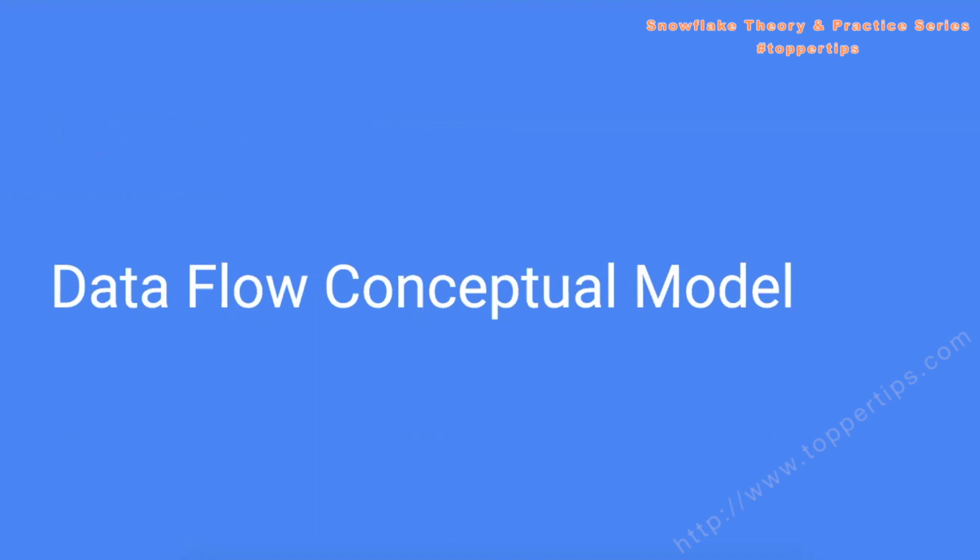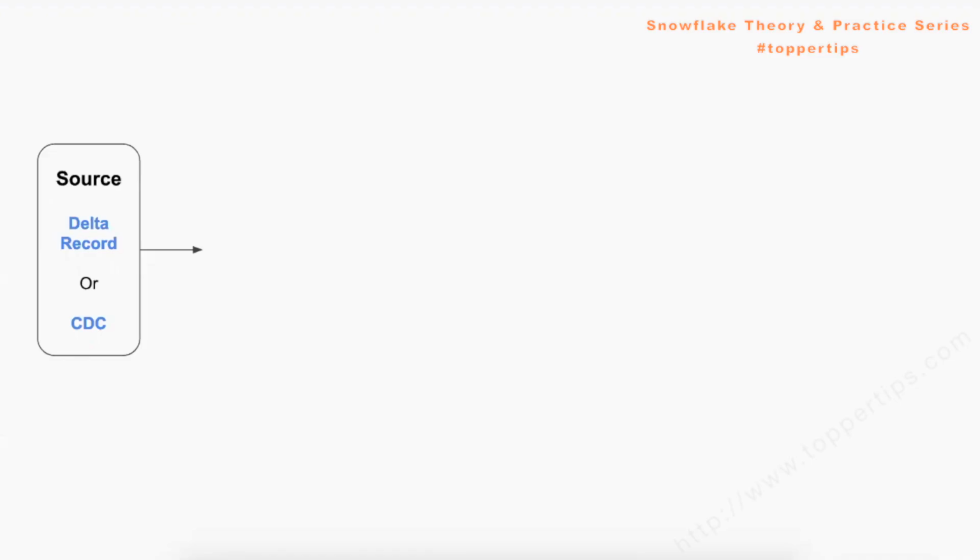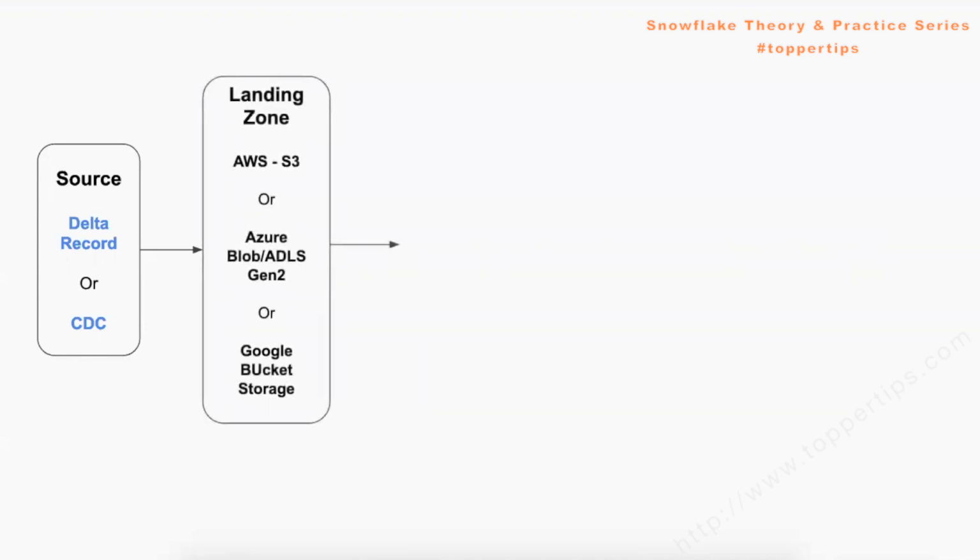Now for our in-action hands-on practice, let's understand the data flow model, because that would help you visualize how the data is flowing and how the stream and task really work in action. As we all know, the leftmost side represents the source of data, and the data may come as a Delta record or a CDC. Then in the case of Snowflake, which is a native cloud data warehouse, the landing zone must be S3 or Azure Blob ADLS Gen 2, or it could be Google bucket storage.